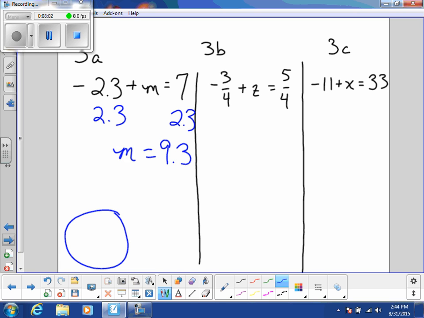Look at 3b, compare it to 3a, and think about what you think I should do. Well, if I want z by itself, then there's a negative 3/4 over here with it. The inverse would just be to add 3/4. If these two add up to 0, you're doing the right thing. So whatever I do on the left, I have to do on the right. Of course, it won't add up to 0 over here. Sometimes it does, most of the time it doesn't. Now, 5/4 plus 3/4 adds up to 8/4, which just reduces to the integer or whole number 2.